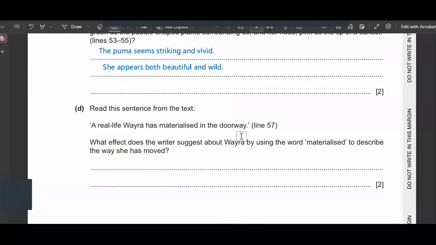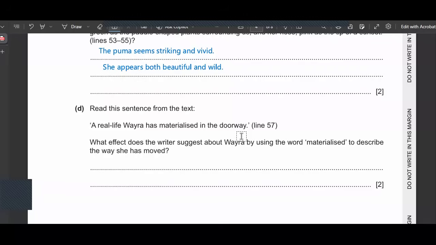Now, moving on to part D, read this sentence from the text: A real life Vaira was materialized in the doorway. Line number 57. What effect does the writer suggest about the Vaira by using the word materialize to describe the way she has moved?